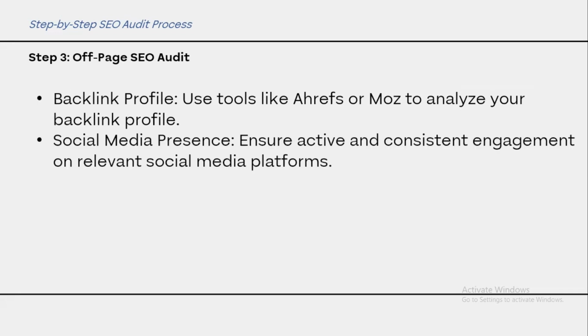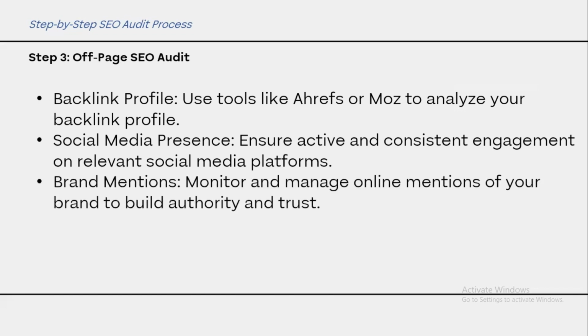Then social media presence. Ensure active and consistent engagement on relevant social media platforms. This helps your search a whole lot, right? It helps your search. There are, like I said, external influences on website performance. Then brand mentions. The more you mention your brands, the better for your performance as well. So monitor and manage online mentions of your brand to build authority and trust. And you see the use of hashtags also ensures that you have good performance, okay?